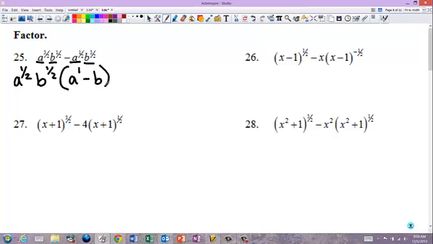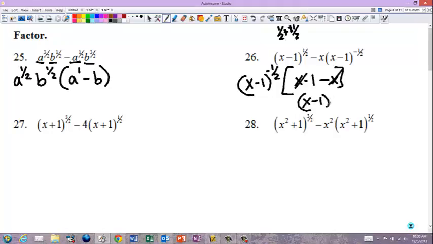On this one, if I take out a negative 1/2, I think it ends up being a little bit easier. If I take out the x minus 1 to the negative 1/2, I just subtract my exponents. Inside, 1/2 minus negative 1/2 is 2/2, which is 1. So x minus 1 minus, and then I took this, x minus 1 negative 1/2, so it's just minus x. The x cancel, so the answer is x minus 1 to the negative 1/2.